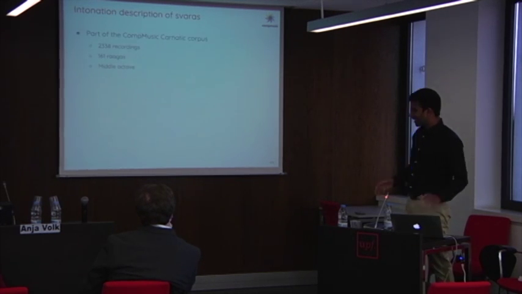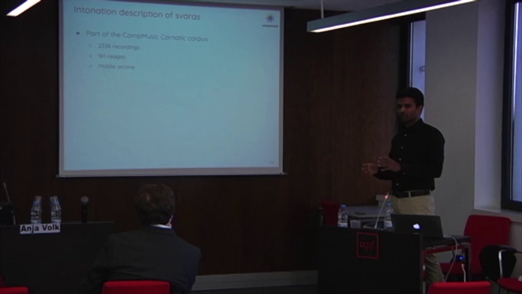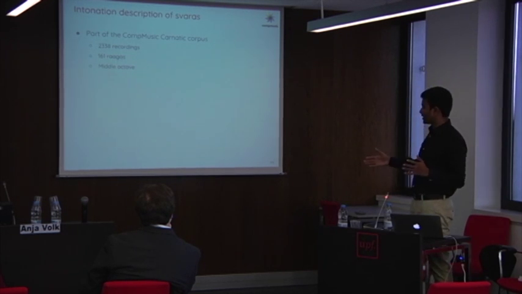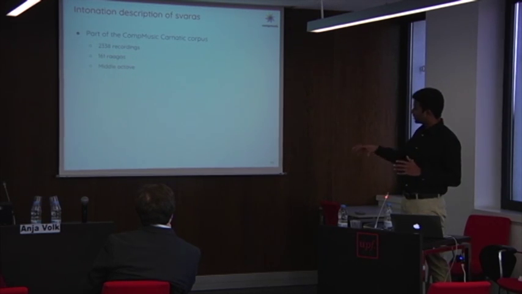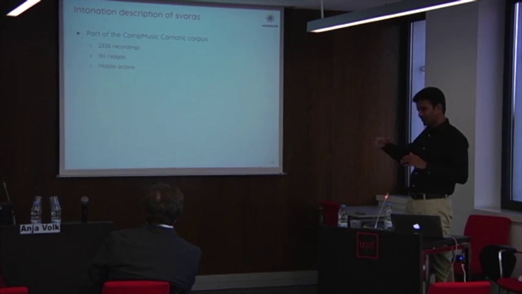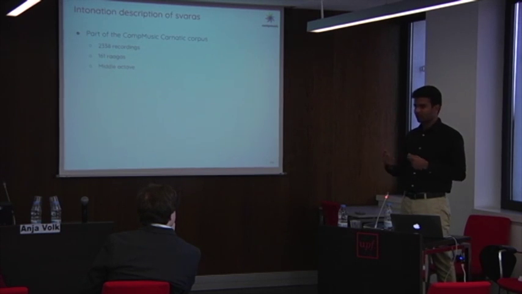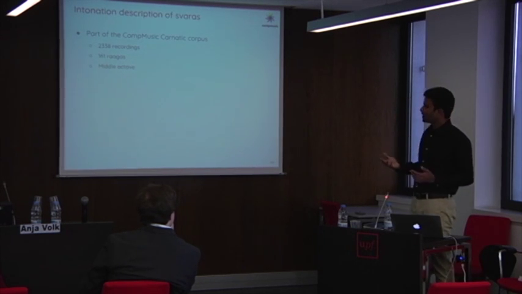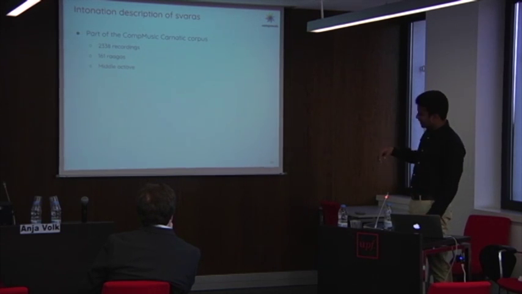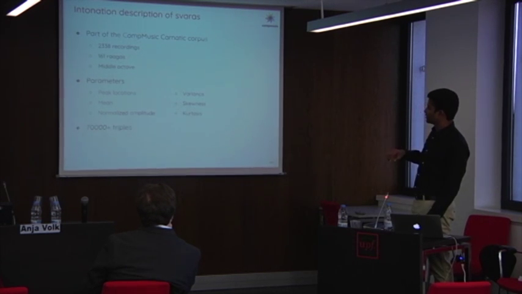And so we ran our context-based intonation description approach for the entire corpus of CompMusic. We could only run it for 2,338 recordings and 161 ragas, since many ragas have just one recording in them, and we could not get information for all of them. We ran it for just the middle octave in the contour. And these are the parameters that we represented. This comes to around 70,000 triples.